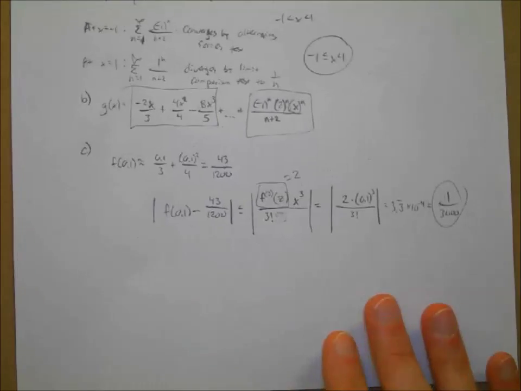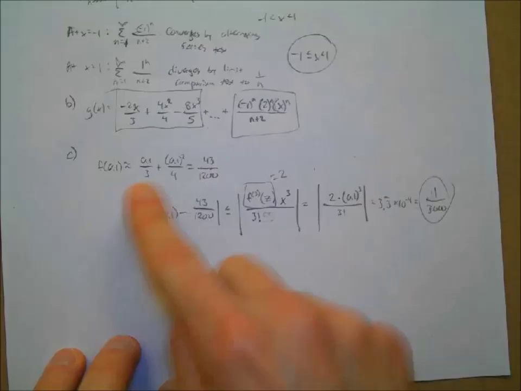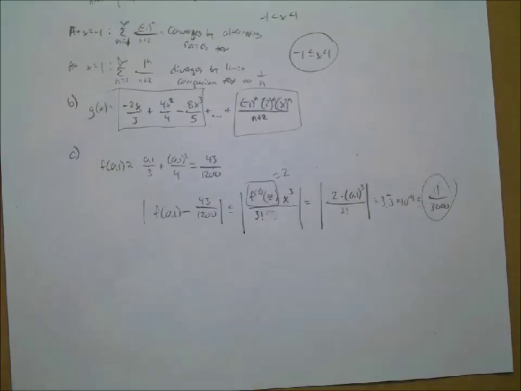So I found the precise value. Sorry, I didn't find the precise value. I found the approximate value of f of 0.1 by plugging 0.1 into the first 2 terms there. If you simplify it, you end up with 43 over 1,200. But this is of course sufficient because it's just arithmetic. And then we do our error calculation here.